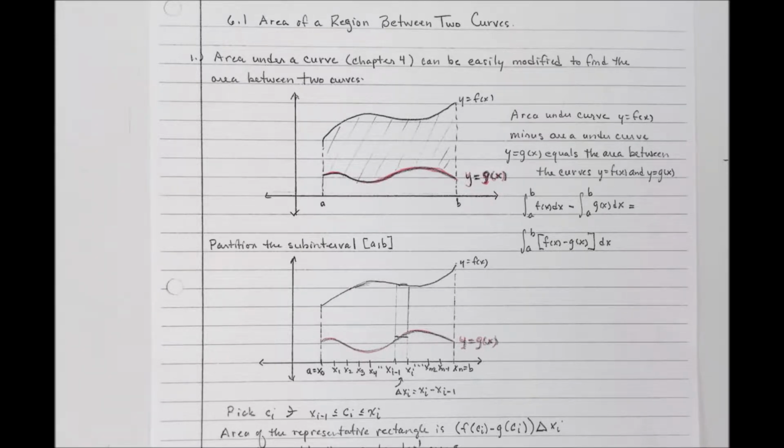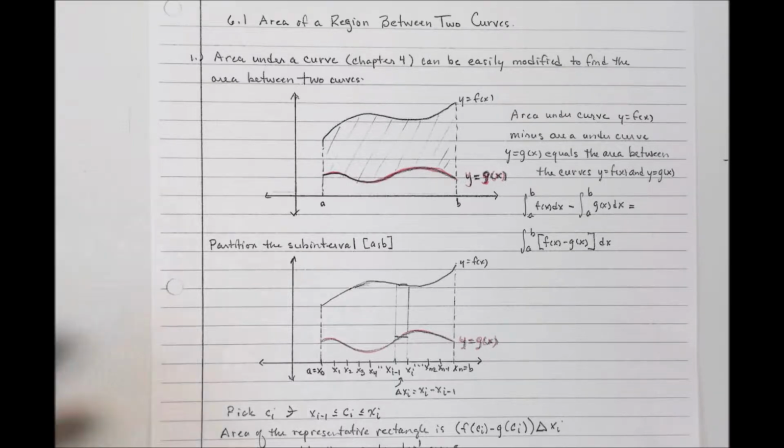Okay, we started talking about the area under a curve back in Chapter 4, and what we're going to do is alter it just a little bit, because before, when we found the area under a curve, we found it under the curve but above the x-axis. Now we're going to look at it between two curves.